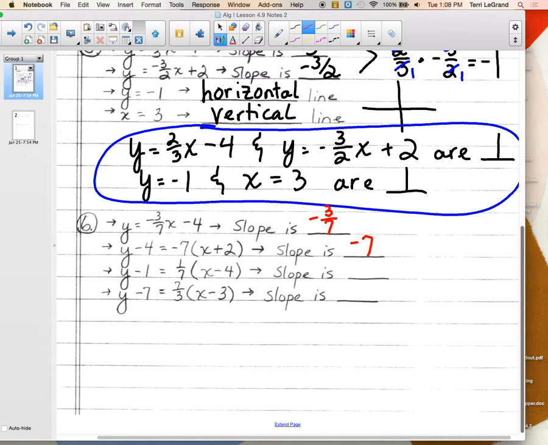How about the next one? 1/7 is the slope of that one. And the last one? 7/3. Okay. So do we have any perpendicular lines here? Yep, 2. Okay, Isaiah, what's maybe one?